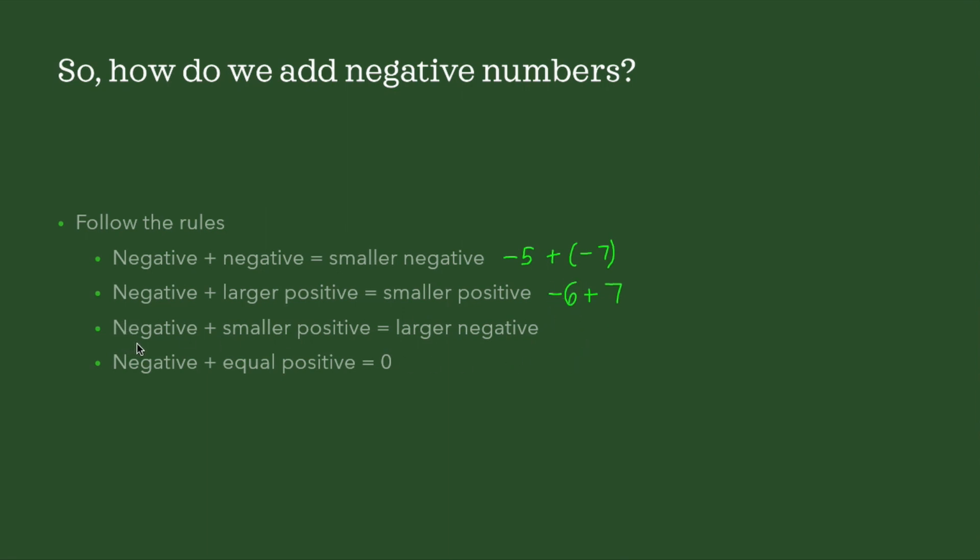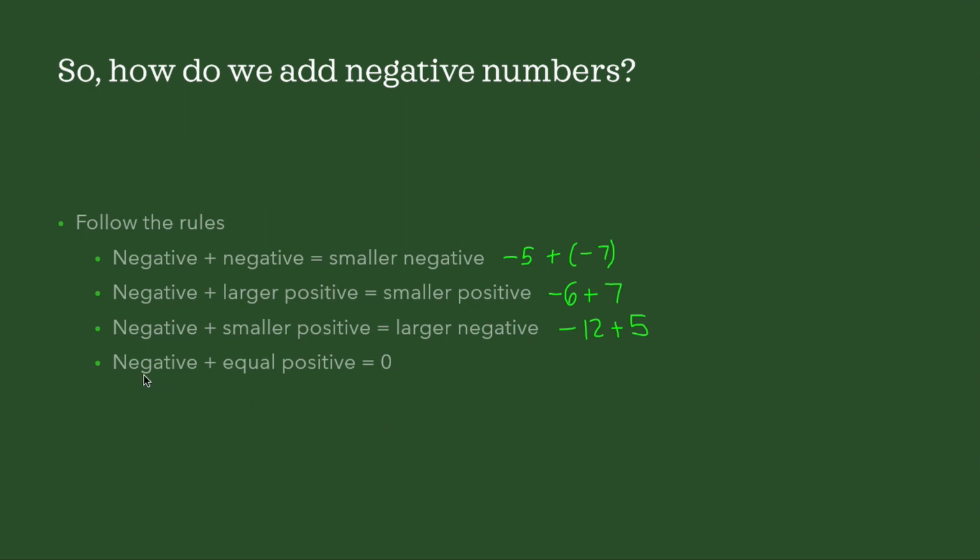If we have a negative plus a smaller positive, an example would be -12 plus 5. If we ignore the negative sign, then 12 is greater than 5. So this will equal a negative number, but that negative number is going to be larger than negative 12.